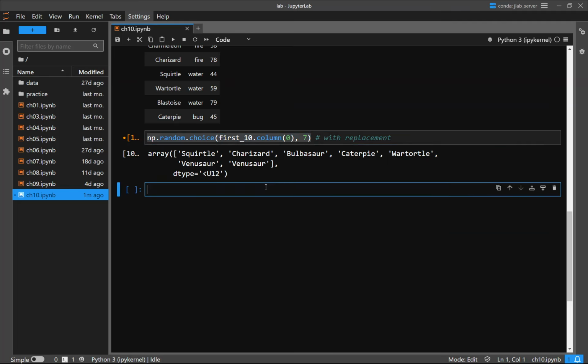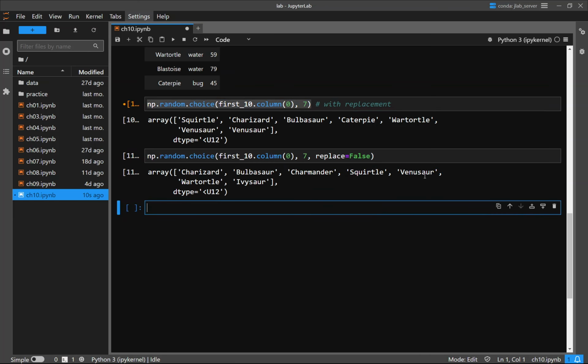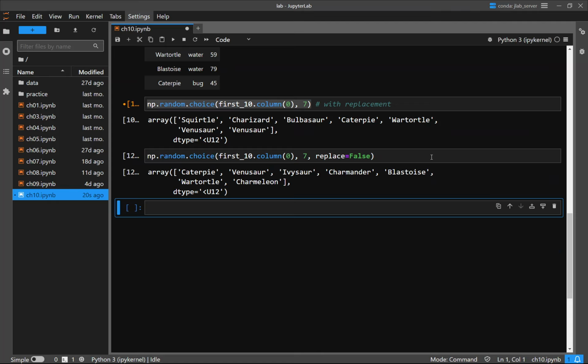And this time, if I ask for 7 things without replacement, I will never get duplicates. I'm always getting 7 different Pokemon out of the table at random. Does that make sense, the difference there? So there's a reason to want to do one versus the other, and I'll give you some examples, but I'm never going to get duplicates here.